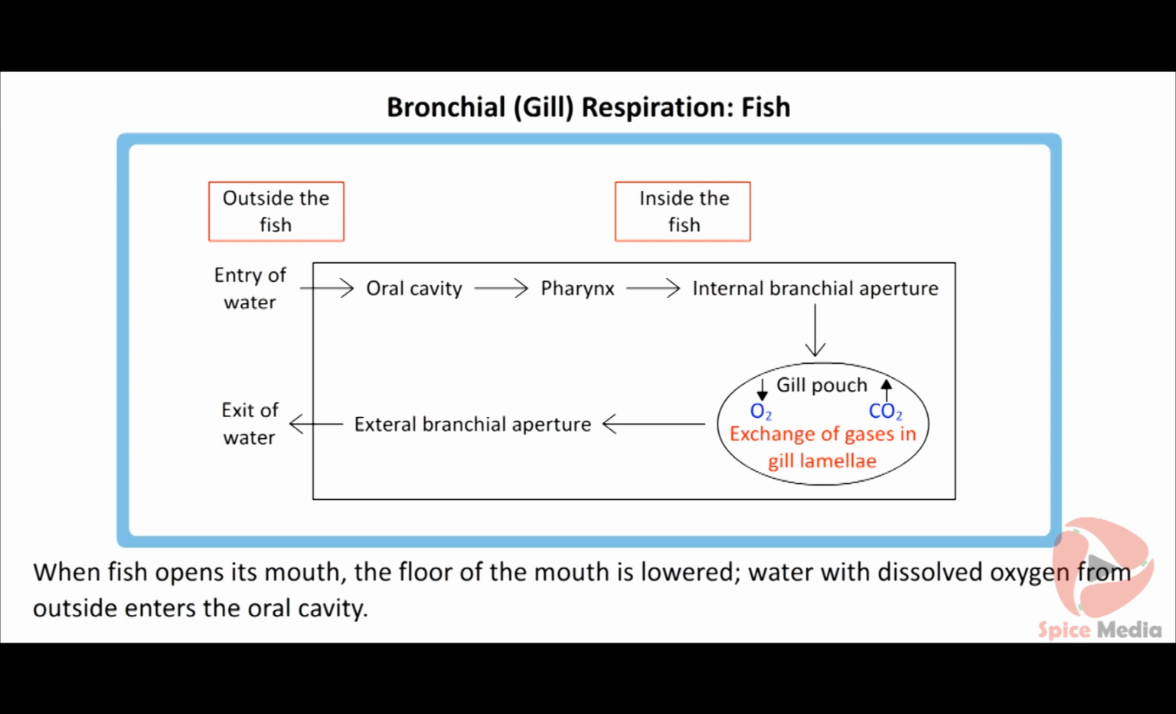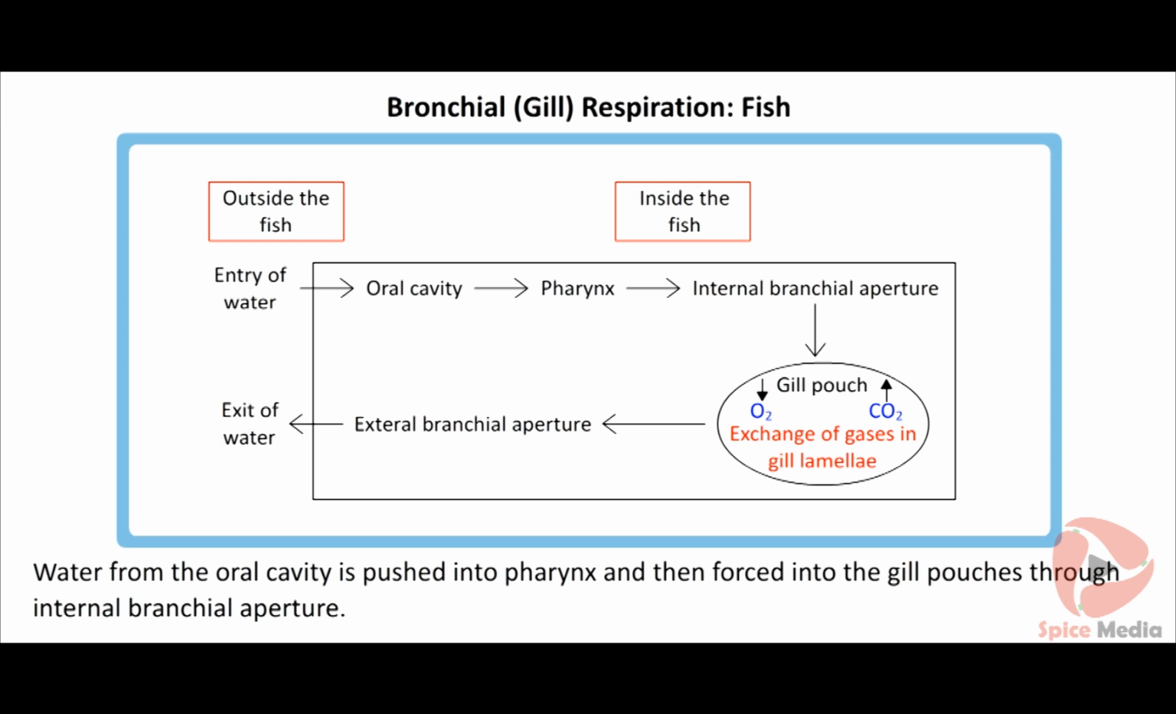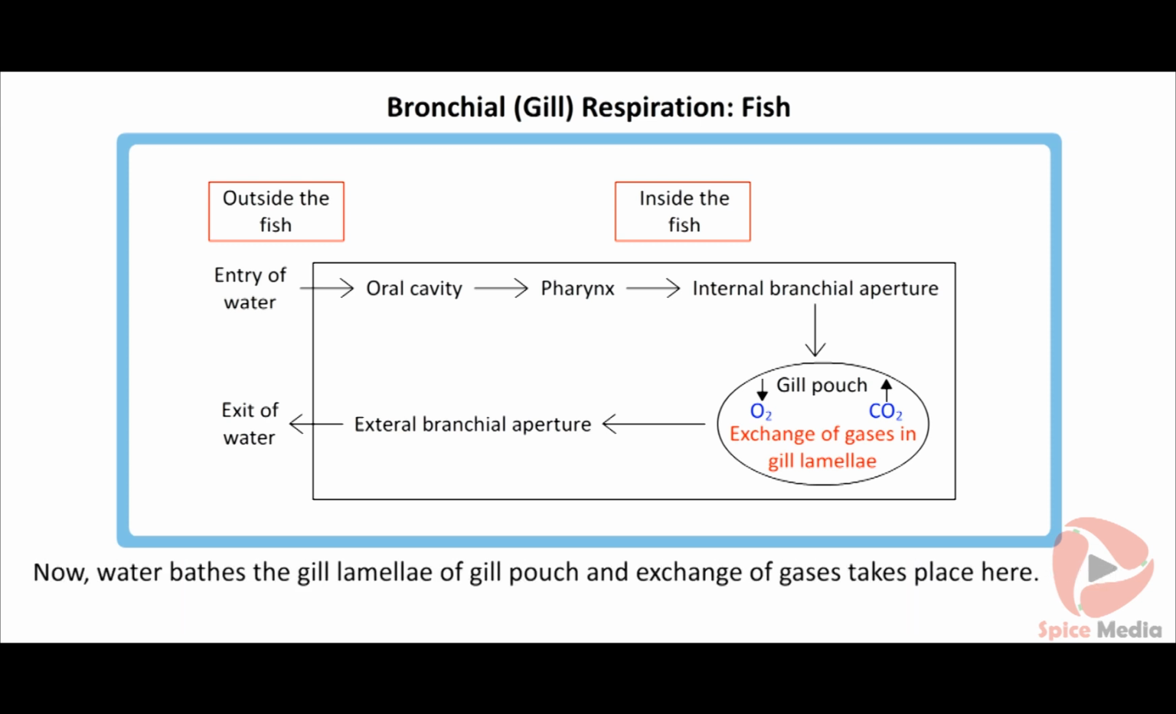When the fish opens its mouth, the floor of the mouth is lowered. Water with dissolved oxygen from outside enters the oral cavity. When the mouth closes, water from the oral cavity is pushed into pharynx and then forced into the gill pouches through internal branchial aperture. Now, water bathes the gill lamellae of gill pouch and exchange of gases takes place here.